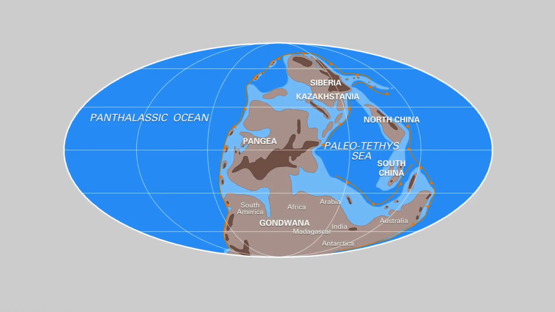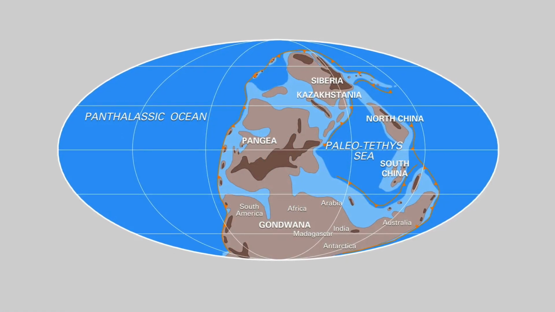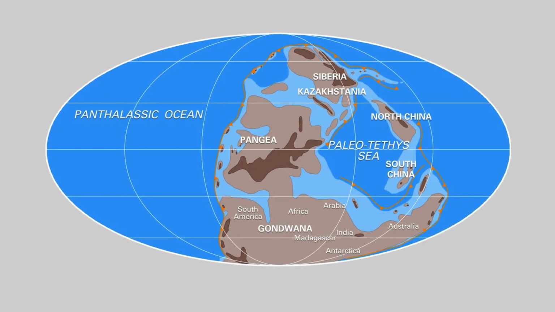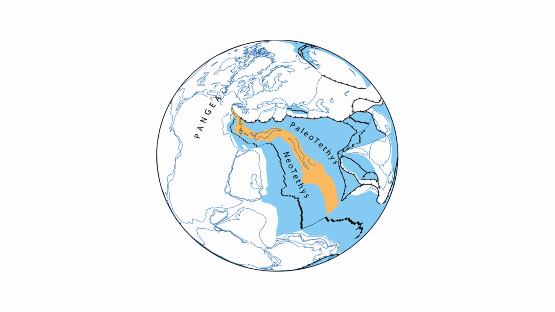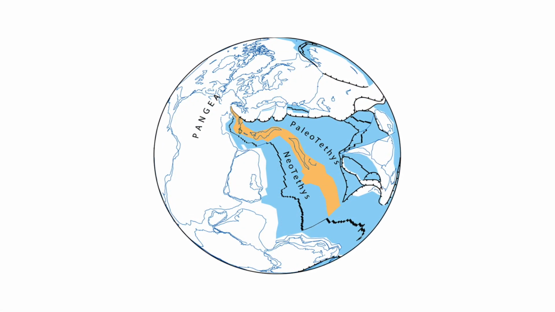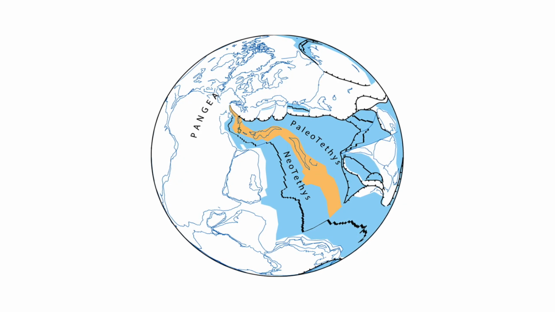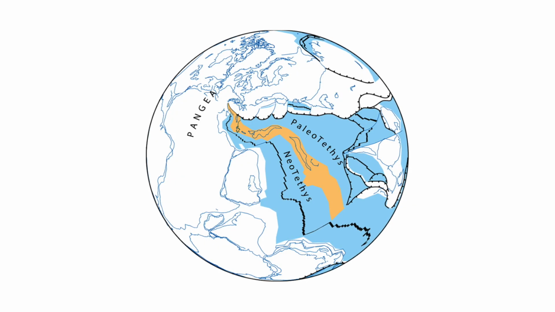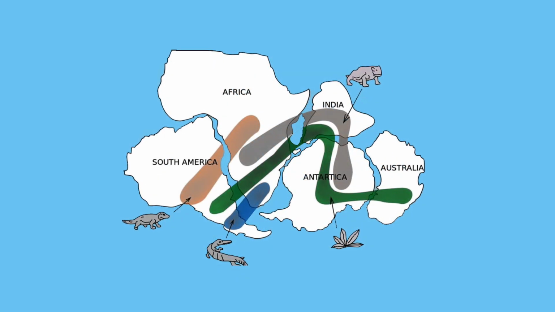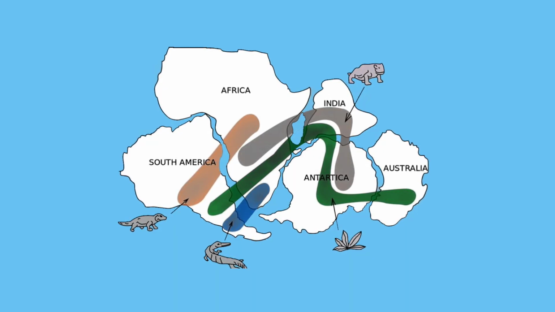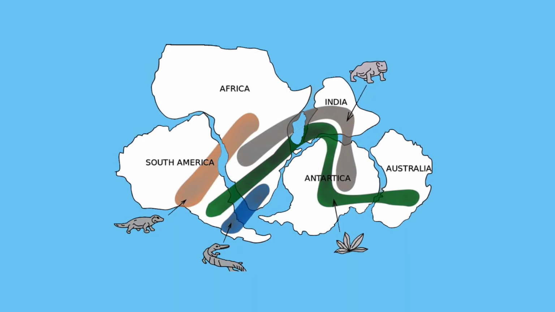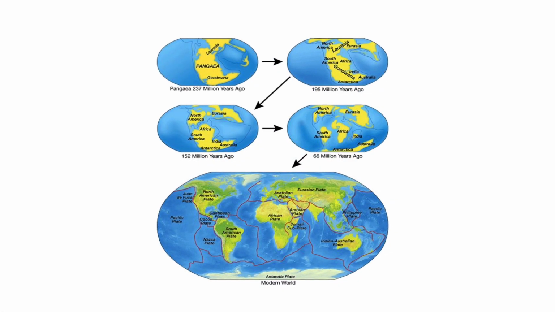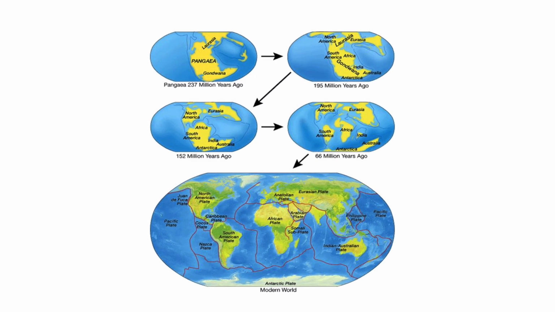The Panthalassa Ocean, an immense body of water surrounding Pangaea on all sides, covered most of Earth's surface. To the east lay the Paleotethys Ocean, which eventually evolved into the Tethys Sea and played a role in the opening of the modern Atlantic and Indian Oceans. Pangaea's geographic arrangement significantly influenced global climate patterns, ocean circulation and the distribution of plant and animal life. Its breakup would later give rise to the present-day continents.